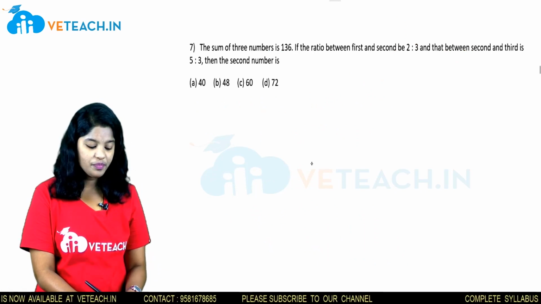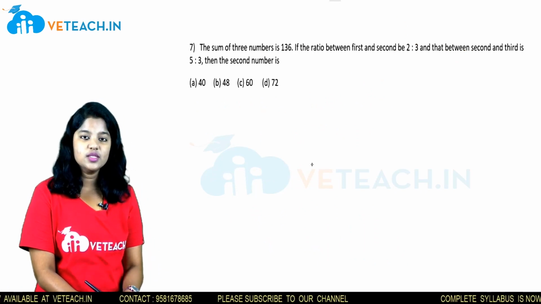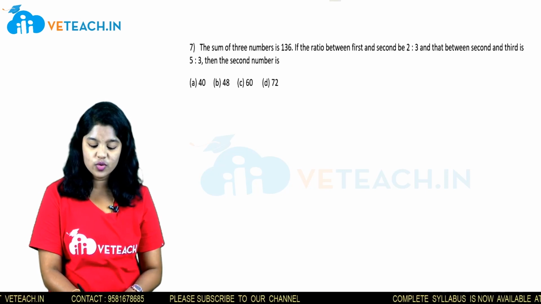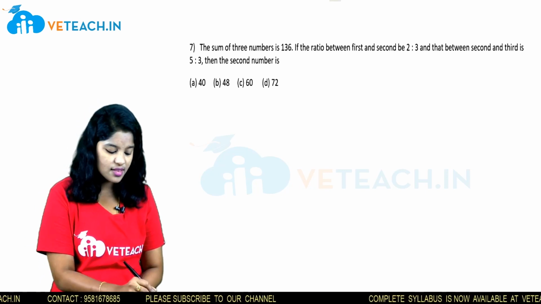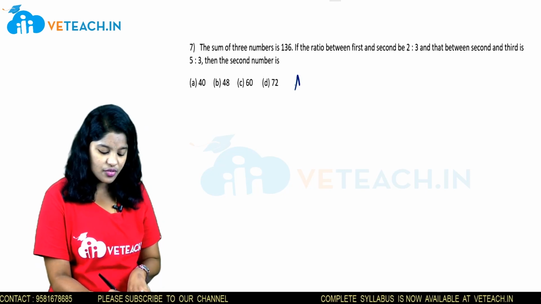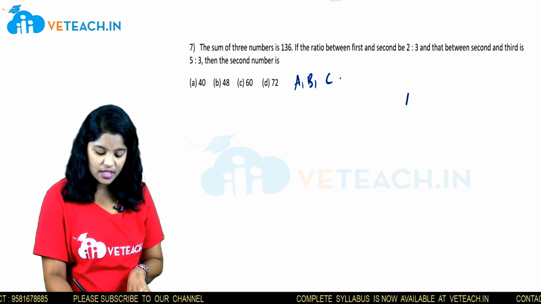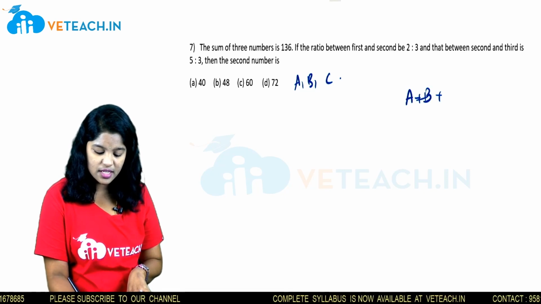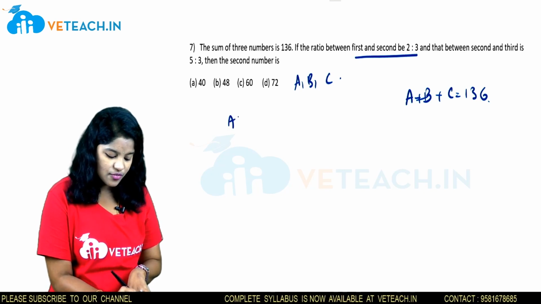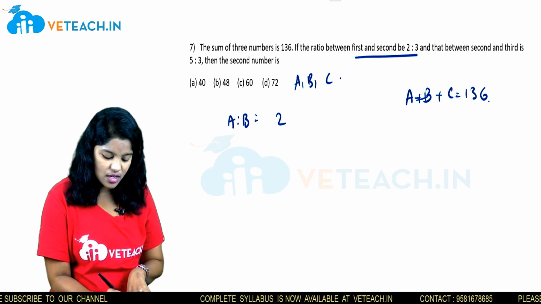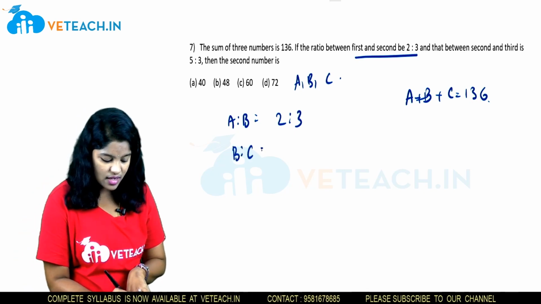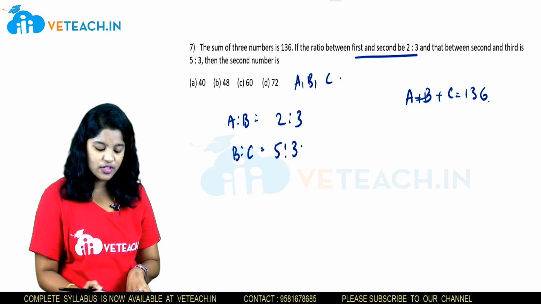See the next problem. The sum of three numbers is 136. The ratio between the first and second number is 2:3, and between the second and third is 5:3. What is the second number? So let the three numbers be A, B, C. Given A plus B plus C is equal to 136, and the ratio between the first and second number is 2:3, and the ratio between the second and the third number is 5:3.